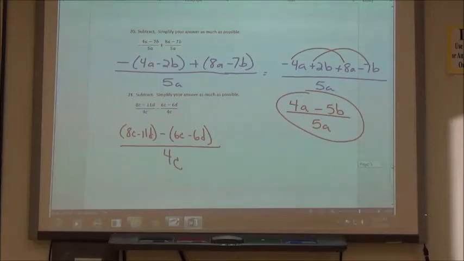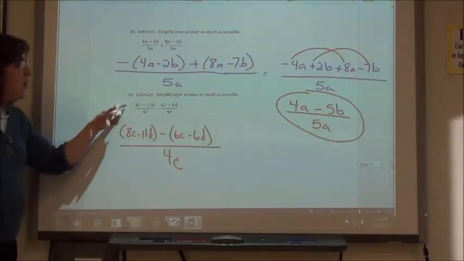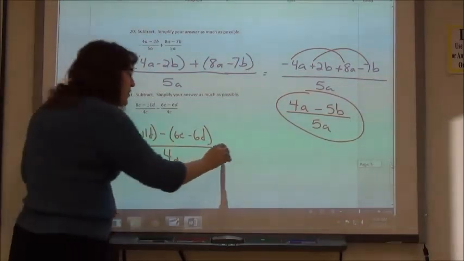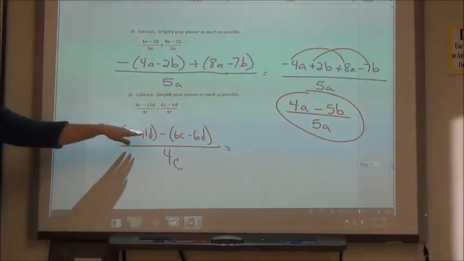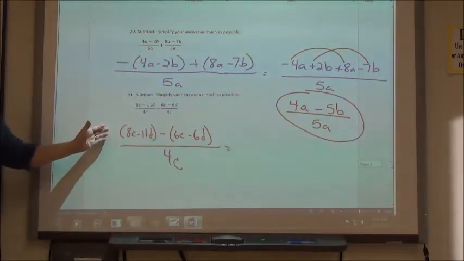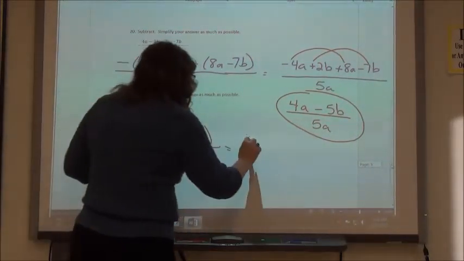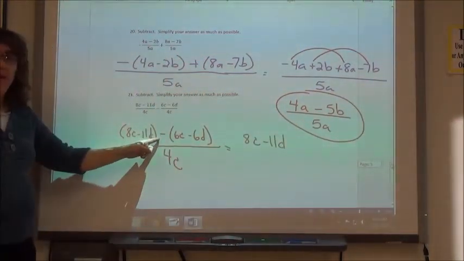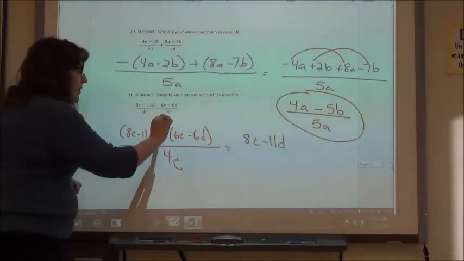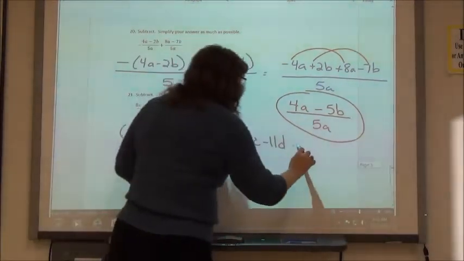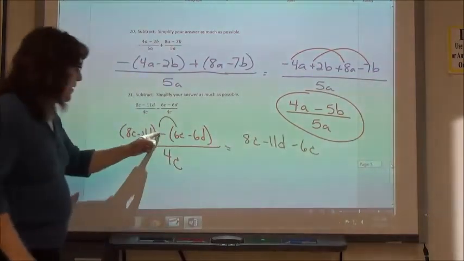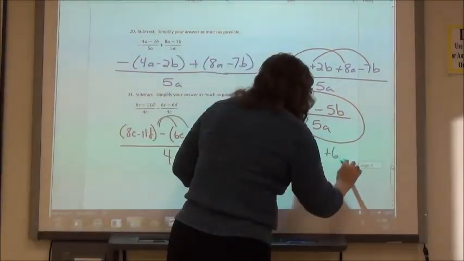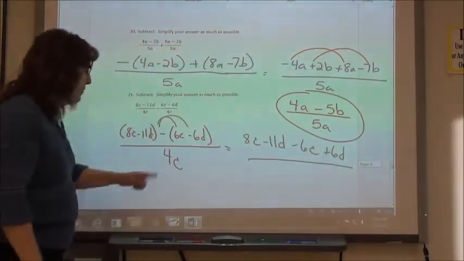So first I just wrote it, parentheses around the first one, there wasn't any sign in front, minus sign, and then parentheses around the second one. So when I get rid of my parentheses, nothing's going to change on the first part. There's really a plus 1 in front, but we don't need it. So that's still going to stay 8c minus 11d. On my second one, that has a minus sign in front. Negative times a positive is going to make that negative 6c. Negative times a negative, going to make that a positive 6d. On the bottom, we have our 4c.